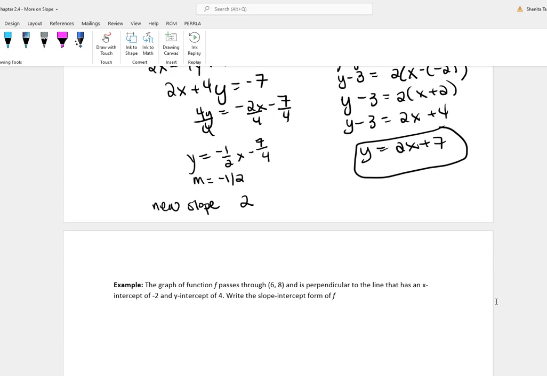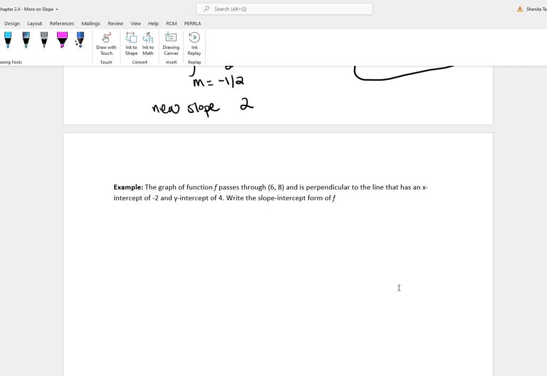Alright, let's try another problem. The graph of a function f passes through the point 6, 8 and is perpendicular to the line that has an x-intercept of negative 2 and a y-intercept of 4. Find the slope-intercept form of f. So we know that the graph of f passes through the point 6, 8 and is perpendicular to a line that has an x-intercept and a y-intercept. So basically we're going to use the x-intercept and y-intercept to find the slope because we got 2 points.